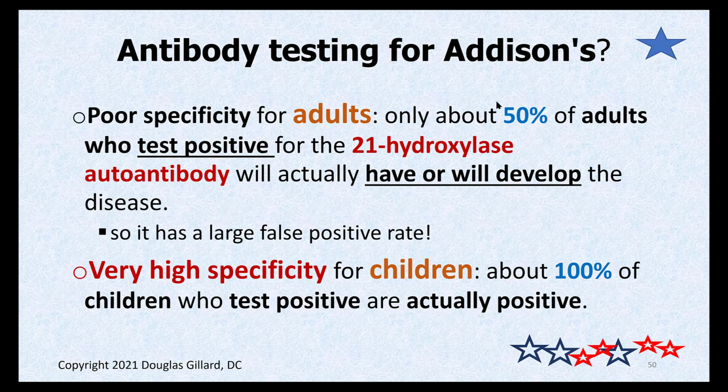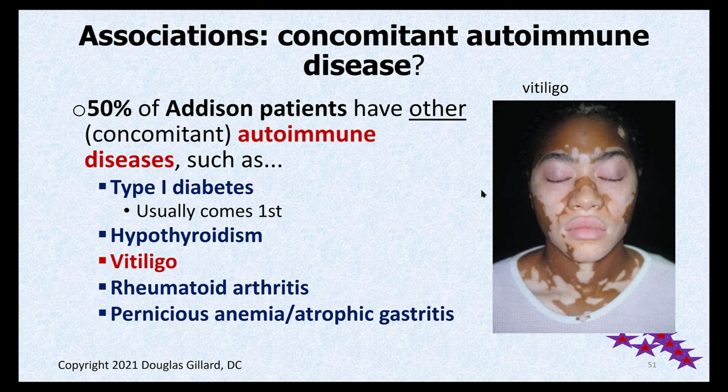What about testing? How do you know if the patient has it? We really don't have a great test other than taking a biopsy. But there is an antibody test for Addison's disease. It's terrible in humans, 50% accurate. But in kids, it's 100% accurate. It's really good in kids. So if you find this antibody in kids, then they have Addison's disease. So it's a little more difficult in adults to figure out.